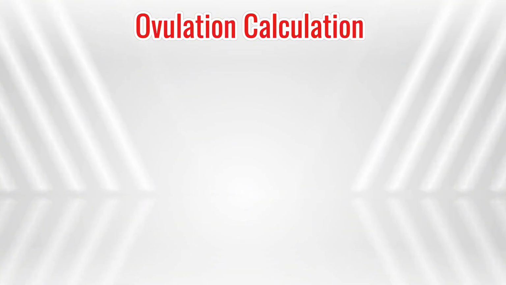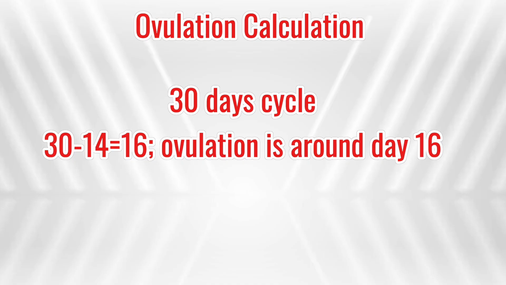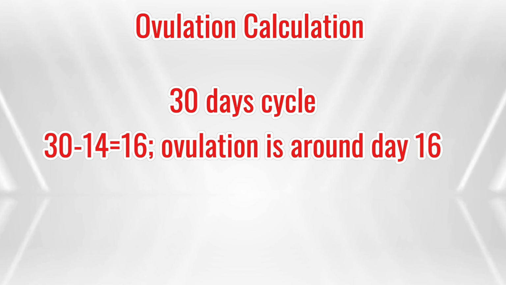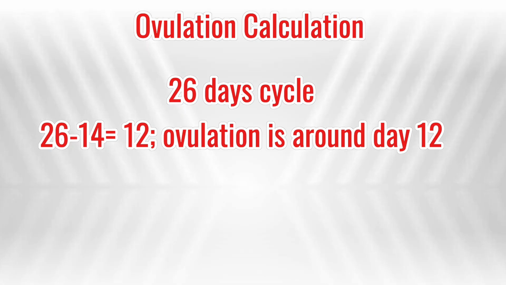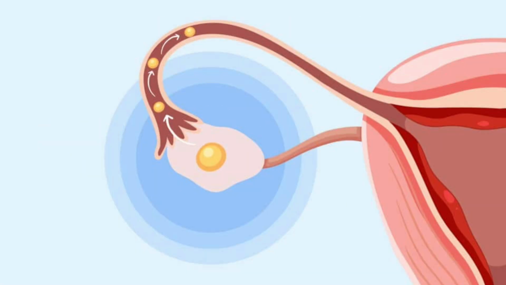So if you have a cycle of 30 days, if you've done your calculation and you realize that you have a cycle of 30 days, that means your ovulation takes place around day 16. Simply because if you add 14 to 16, you get 30. So if you have a cycle that is 26 days, for example, then you subtract 14 from it, that means your ovulation day usually occurs around day 12 of your cycle.